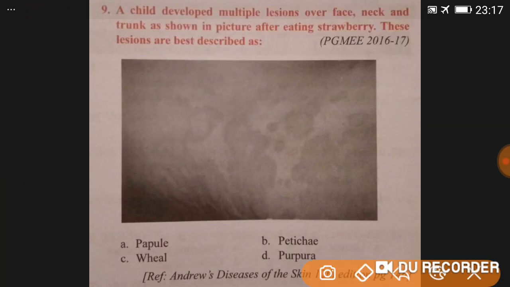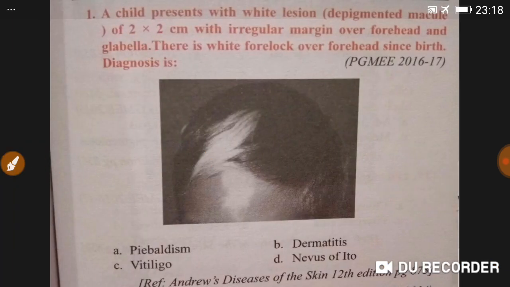Now, a child developed multiple lesions over face, neck, and trunk as shown in the picture after eating strawberry. These lesions are best described as wheal. So ninth one here represents wheal. Okay, hope it's clear for you now.